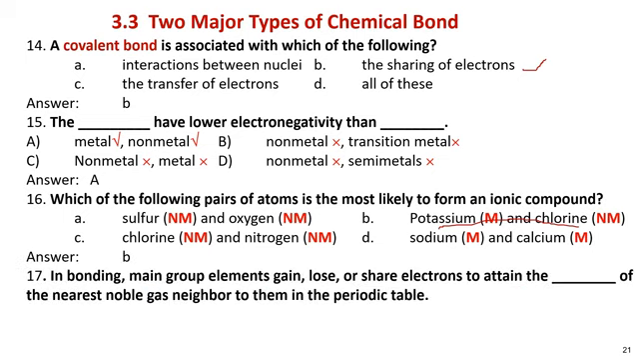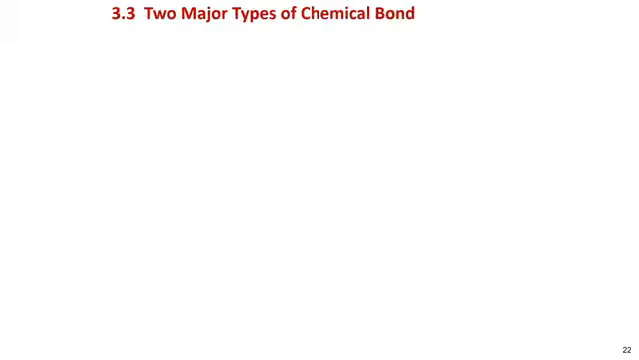That's the correct answer. In bonding, main group elements gain or lose electrons to attain the electron configuration of the nearest noble gas. Hydrogen becomes helium. All other elements become whatever is nearest. Sodium will go back to neon. Chlorine will go forward to argon. Succeeding, preceding.